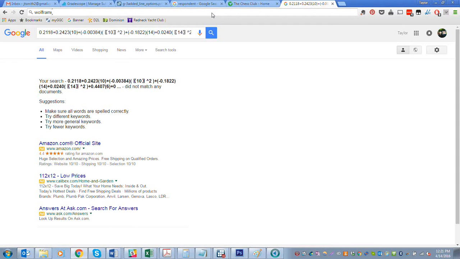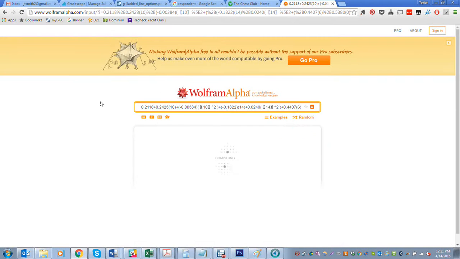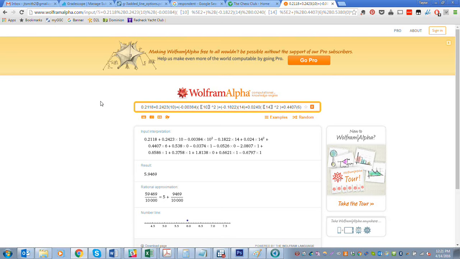We'll use Wolfram Alpha, which if you've never dealt with Wolfram Alpha before, it's basically like a super powerful calculator. And it does all kinds of things. But we'll plug that in there. And this will actually evaluate it as a math equation. Hopefully. There we go. And let's see.